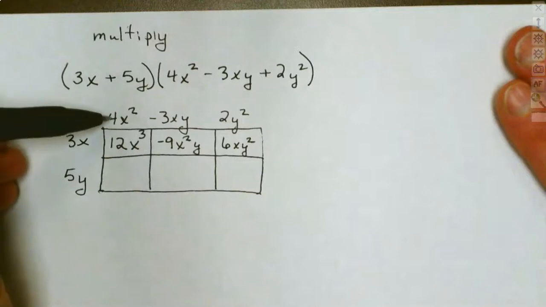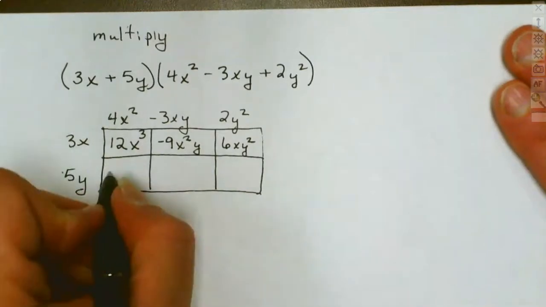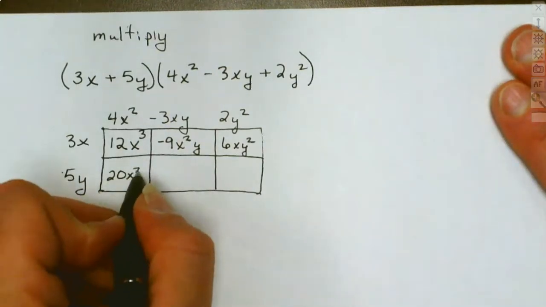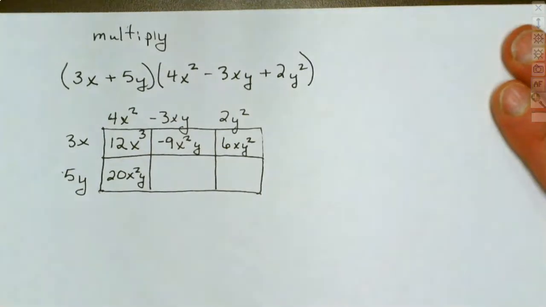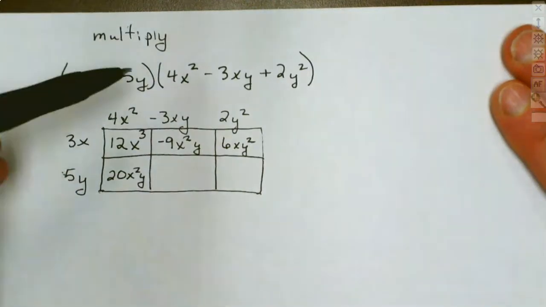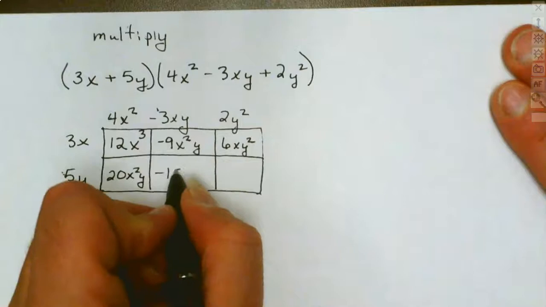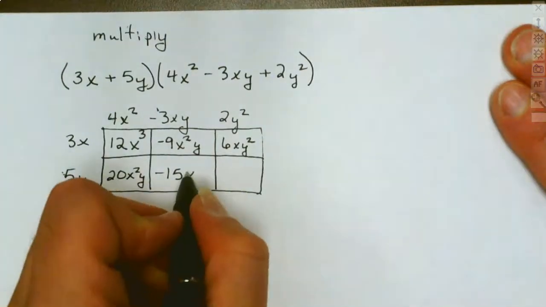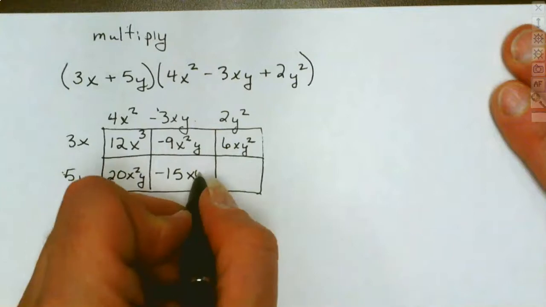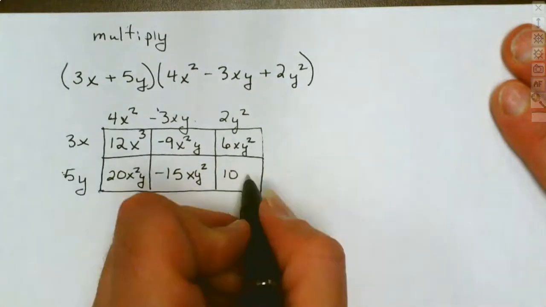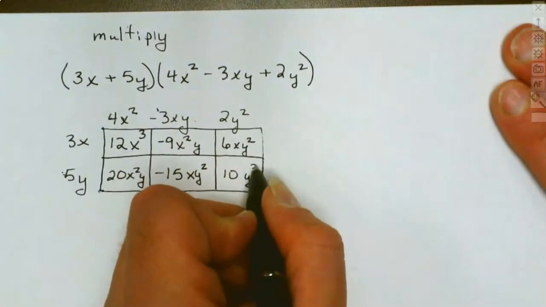Next row, 4 times 5. That makes it a 20. X squared, y. Next, 5 times a negative 3 here. 5 times a negative 3 is a negative 15. X, and then y times y is a y what? Y squared. Very last piece, 5 times 2 is a 10. Y times a y squared is a y what? Y cubed.